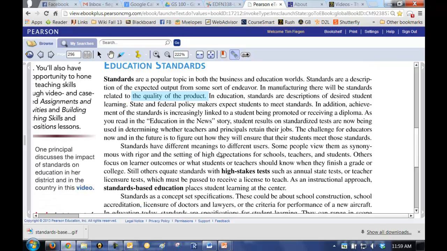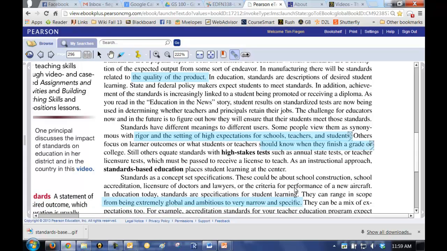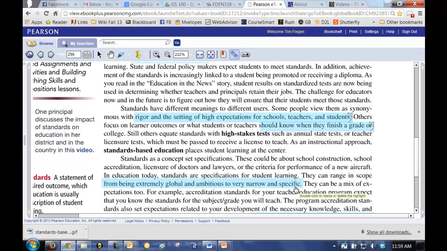Standards have different meanings to different users. Some people view them as synonymous with rigor and setting high expectations for schools. That's sometimes what's thought of when we say standards. Others focus on the learner outcomes, what students or teachers should know when they finish a grade or a college. We do that with you in teacher ed. What should you know when you finish?